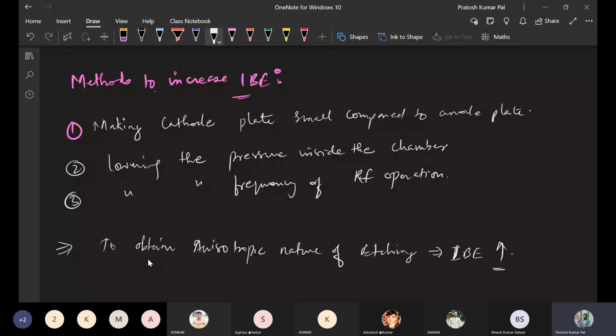So till now we have seen the basics of dry etching. In the next class, we will deal with the different types of dry etching and also some parameters that will affect it.